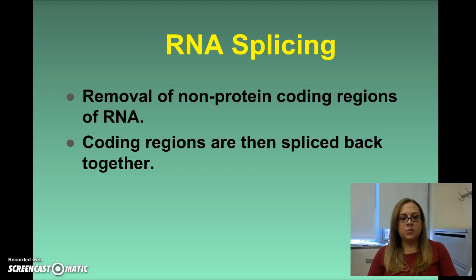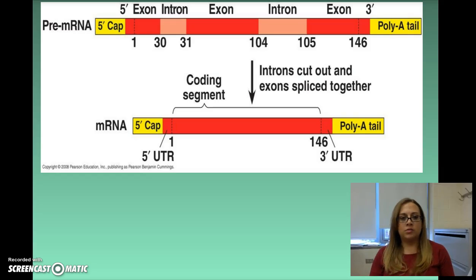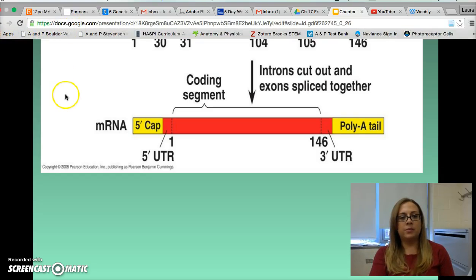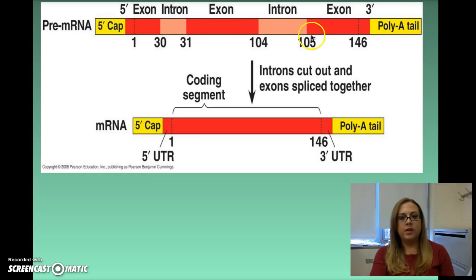Next, we've got RNA splicing. And so this is going to be the removal of non-protein coding regions of the RNA. And then you take those regions that code for protein and you splice them back together. So this is kind of what I'm talking about here. We've got our pre-mRNA. So we've already added this 5' cap and the poly A tail. And now we've got these sequences called exons and introns. You can see we kind of alternate between exon, intron, all the way through.